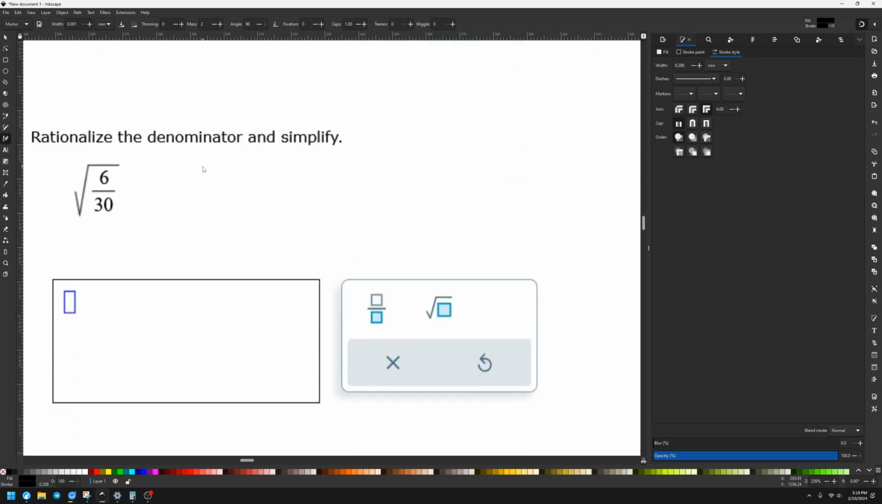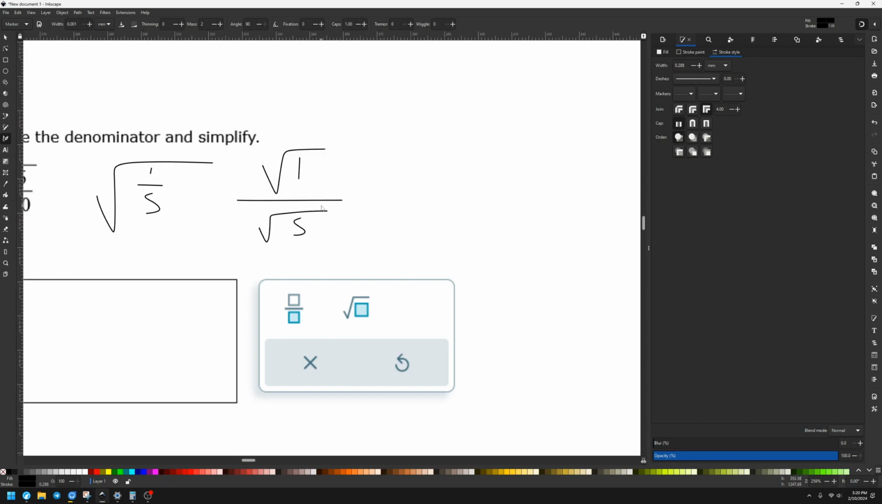Okay, next one. Rationalize the denominator and simplify. The square root of 6 over 30. Let's simplify that real quick. 6 divided by 30 is just 1/5. So the square root of 1/5. With radicals, when we have division, we can distribute the radical. So we can write that as the square root of 1 divided by the square root of 5.